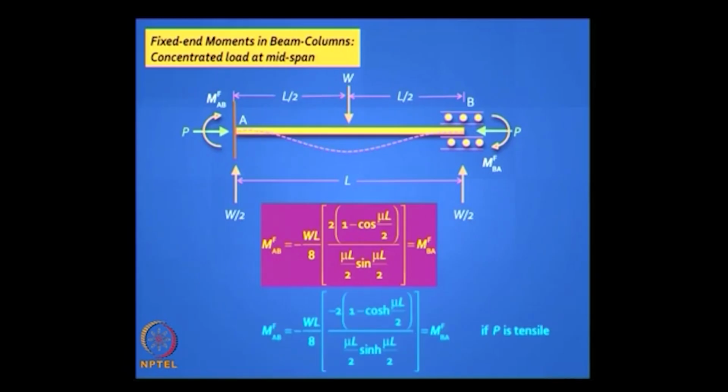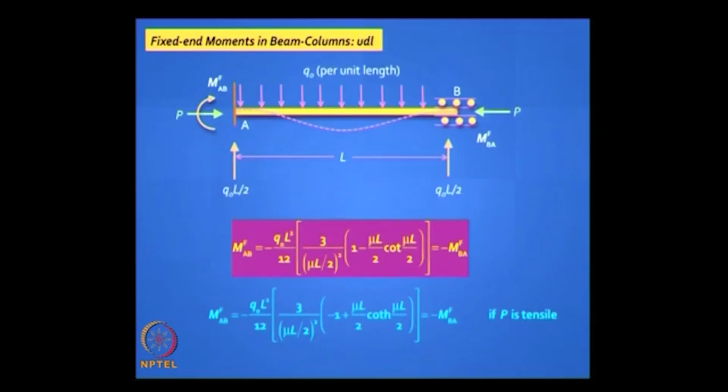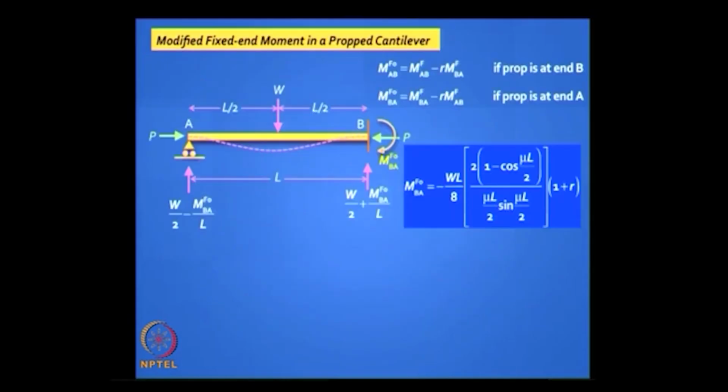If P is tensile, there is a slight modification, the hyperbolic functions come into play. We will look at one more case, the standard case is uniformly distributed load. You have similar sets of equations, is it clear? And that is all that we need to know for the time being, but you can derive for any arbitrary loading. Just go back here, the default value is Q naught L squared by 12 multiplied by a certain factor.